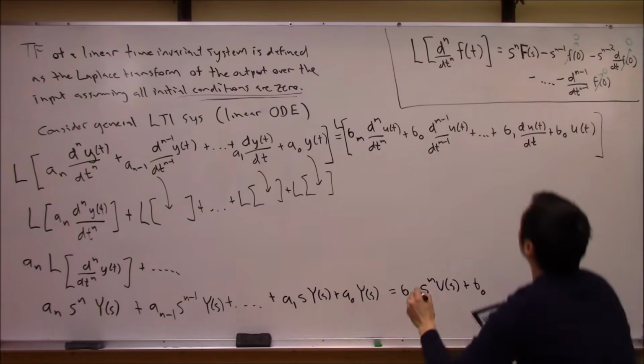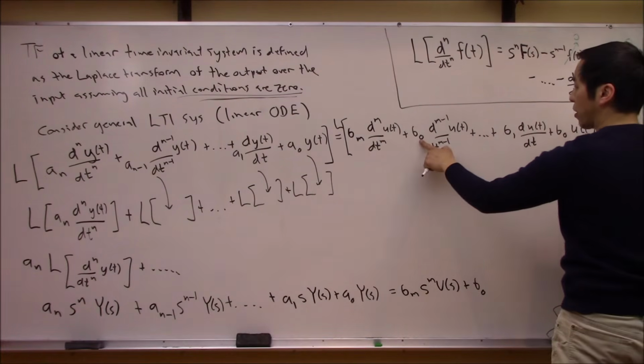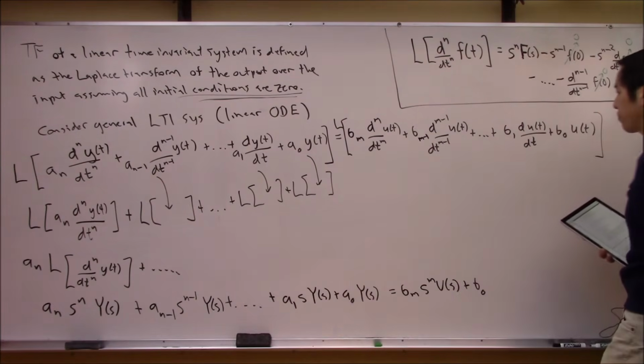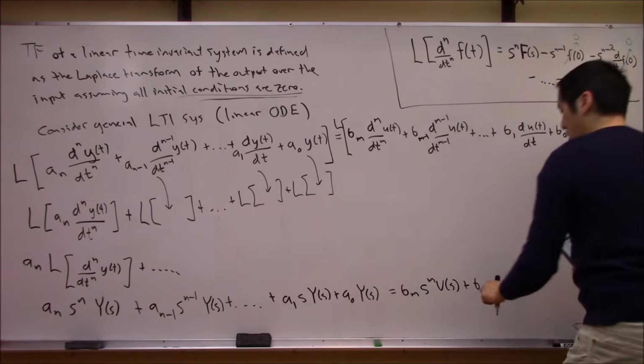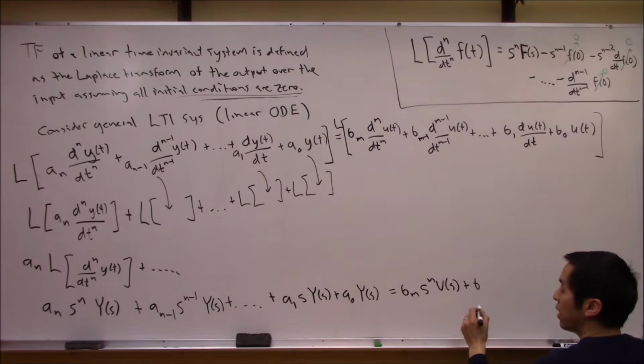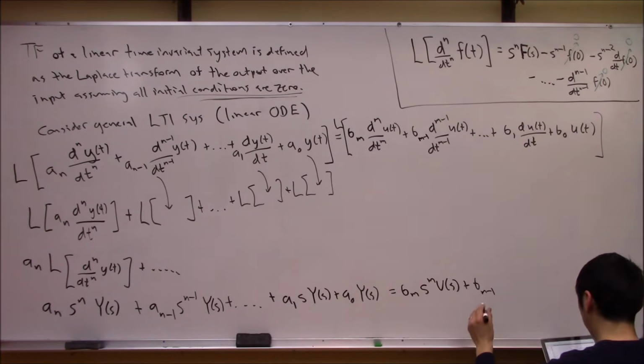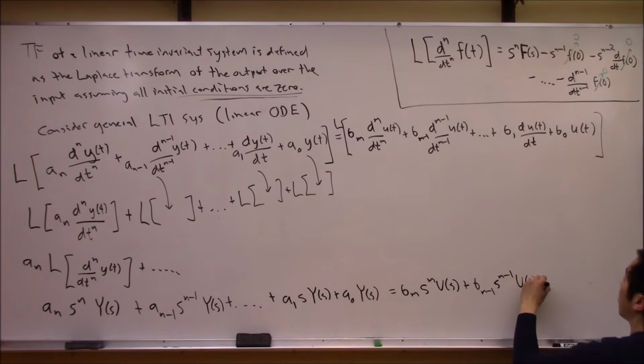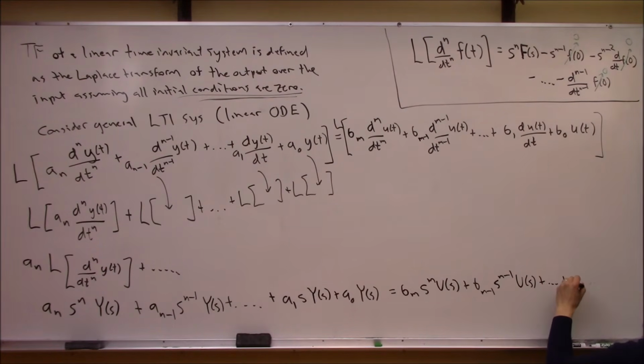Oh, I'm sorry, wait a second. Sorry, guys, I screwed this up. This constant should have been b_(m-1). Okay, this is b_(m-1) times s to the m minus 1 U(s), plus all the way down to b_1 s U(s) plus b_0 U(s).